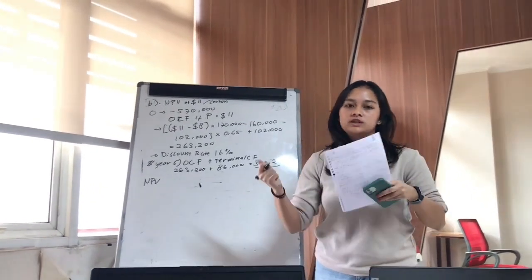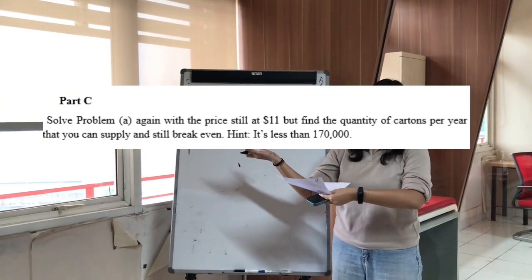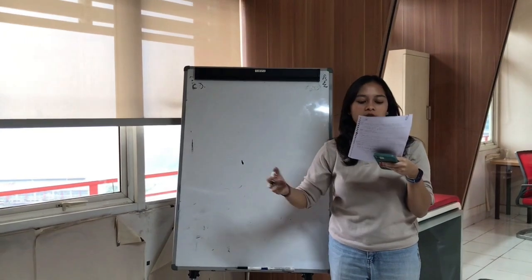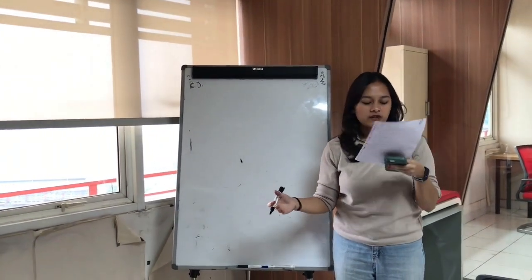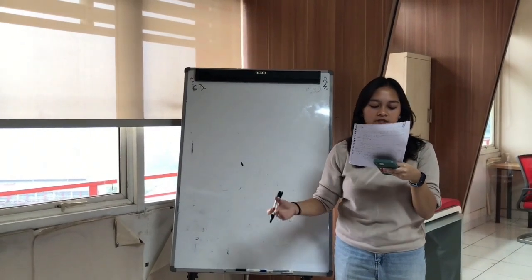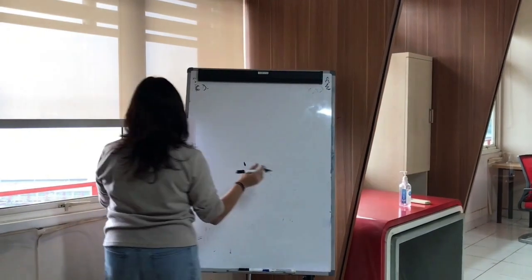Let's move on to number C. This is the question. For C, we are talking about break-even quantity at $11. What is the minimum annual cartons to break even at $11? For this, I will use the quantity as Q.